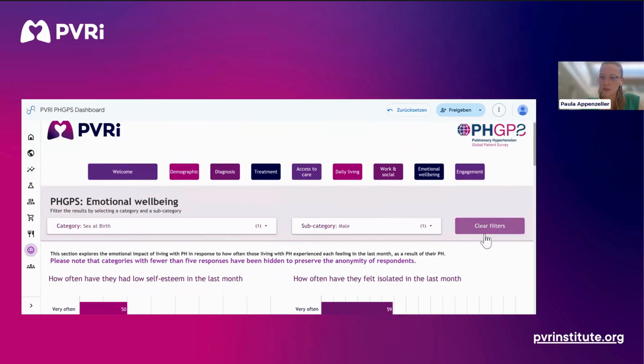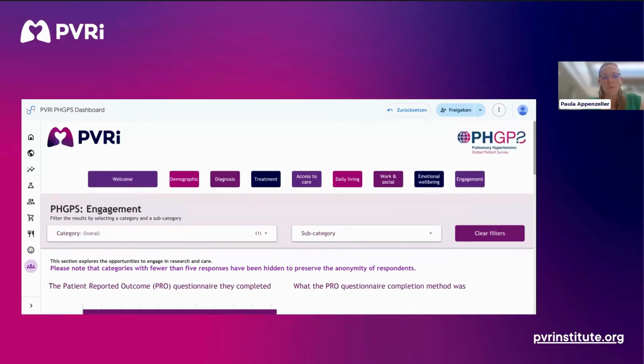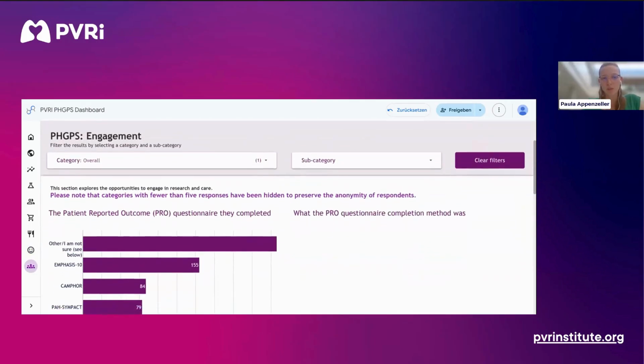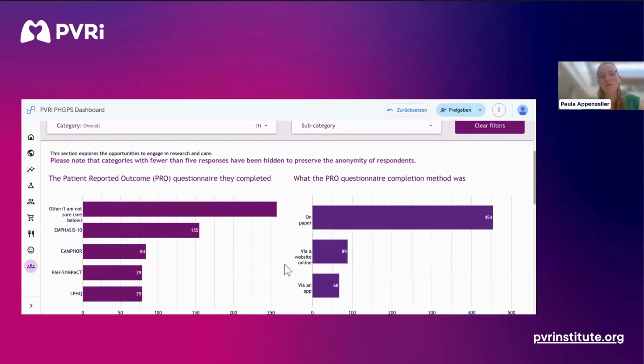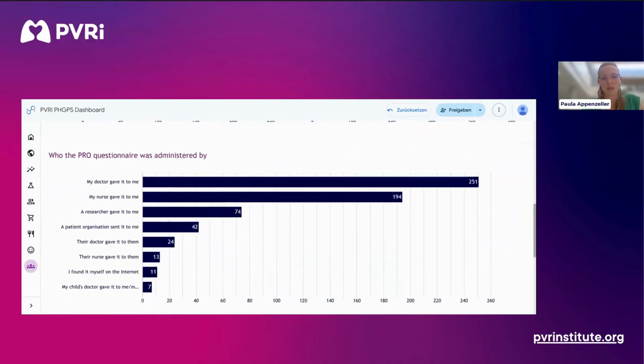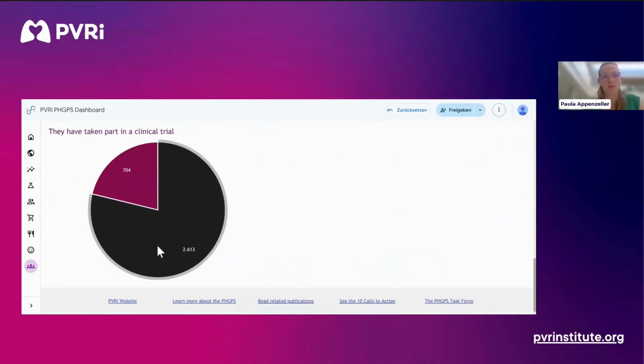We're going to clear this filter again and go into the last example, which is in the engagement tab. The engagement tab shows you questions about patient-reported outcomes, how it was administered, but also the question of whether patients have taken part in a clinical trial. This is one of the main findings of the PHGPS. If we hover across, only 21% of the global PH population has taken part in a clinical trial, which is fairly low.